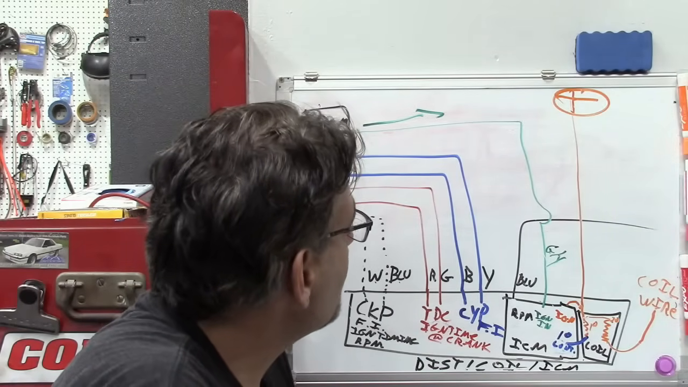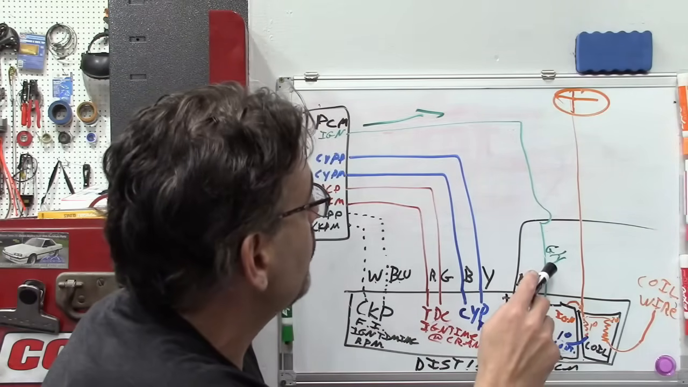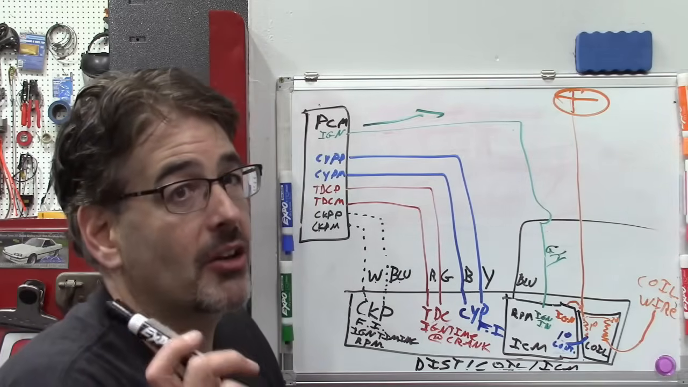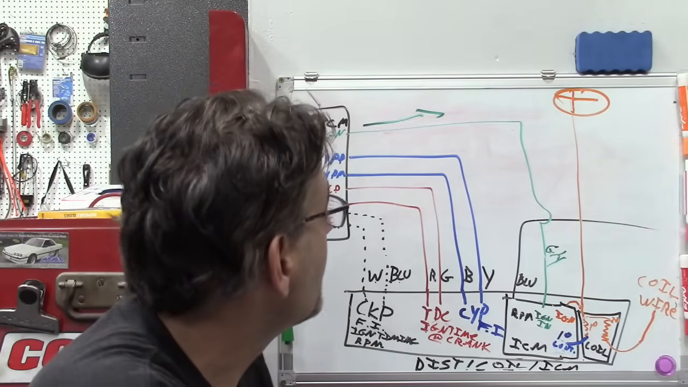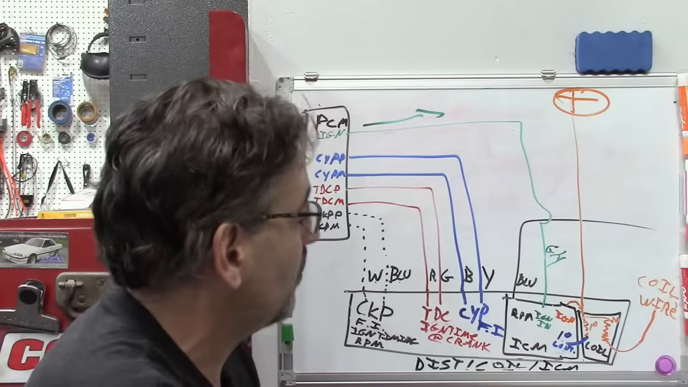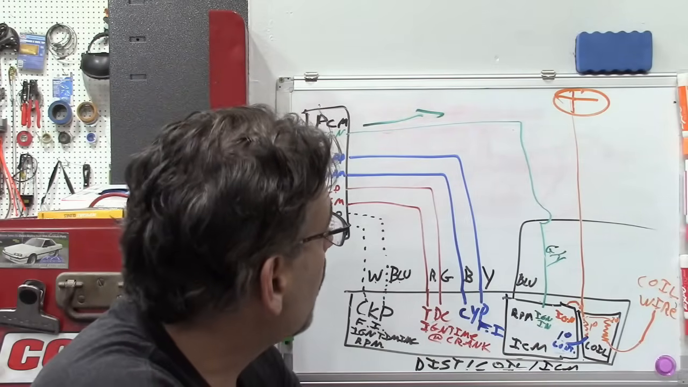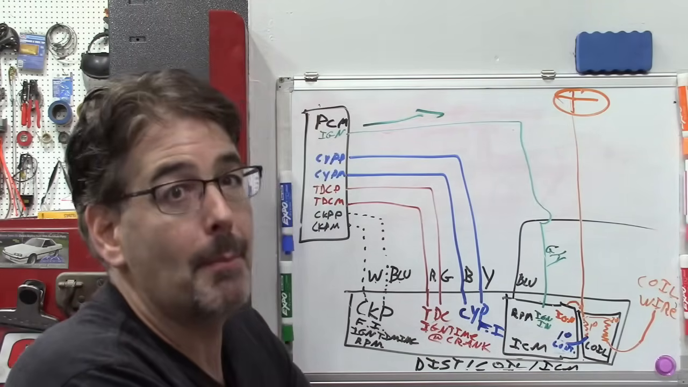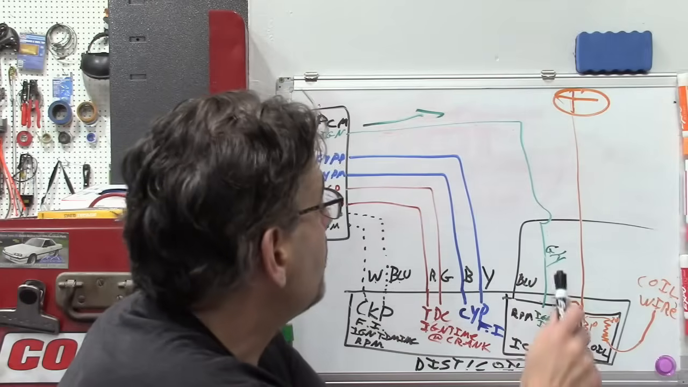So what I may be able to do, though, is use an LED test light because that requires far less amperage. But you're not going to be able to just use a regular test light for this. So really, again, the best way to test that would be with a scope.